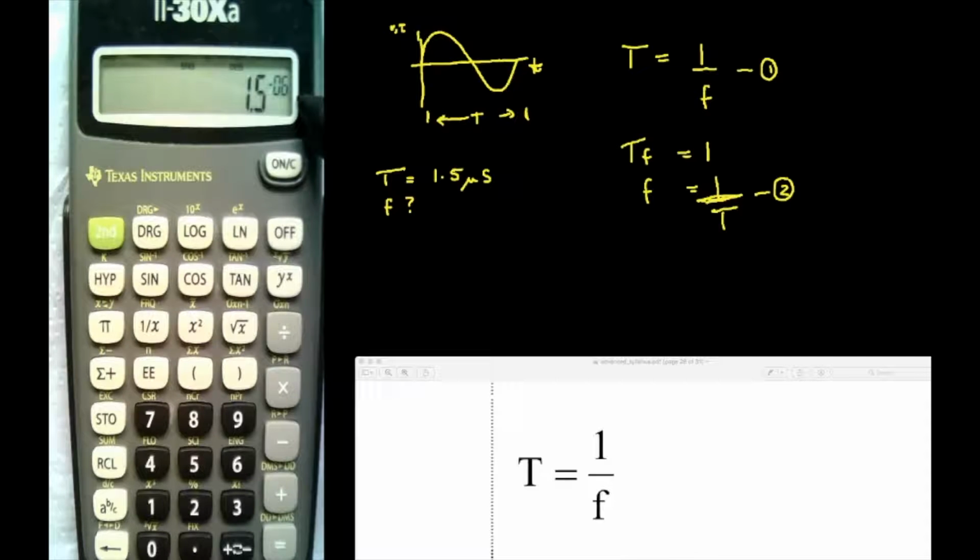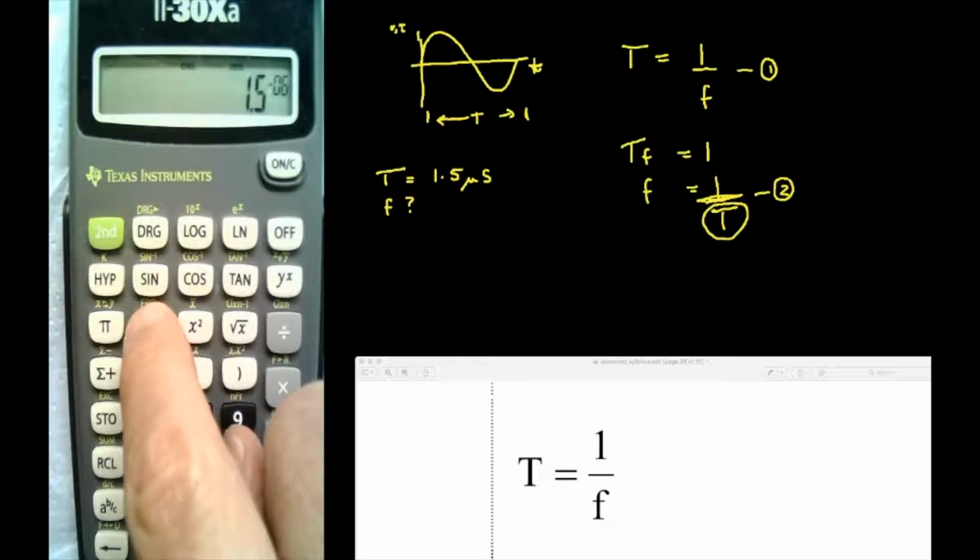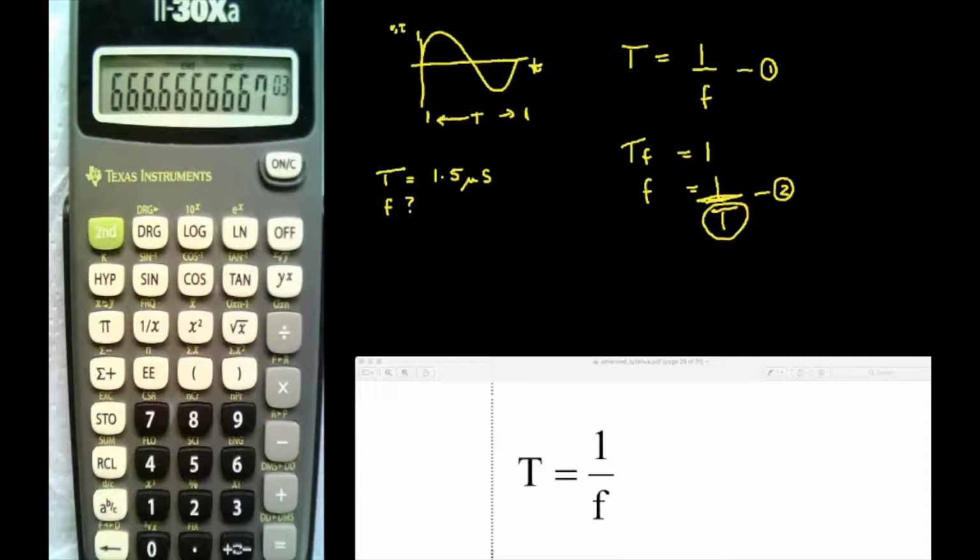And that's in X. So that has filled in that bit here. So I simply press 1 over X. Okay, and that will give me the frequency. And it says there 666 times 10 to the 3, or 666 kilohertz.